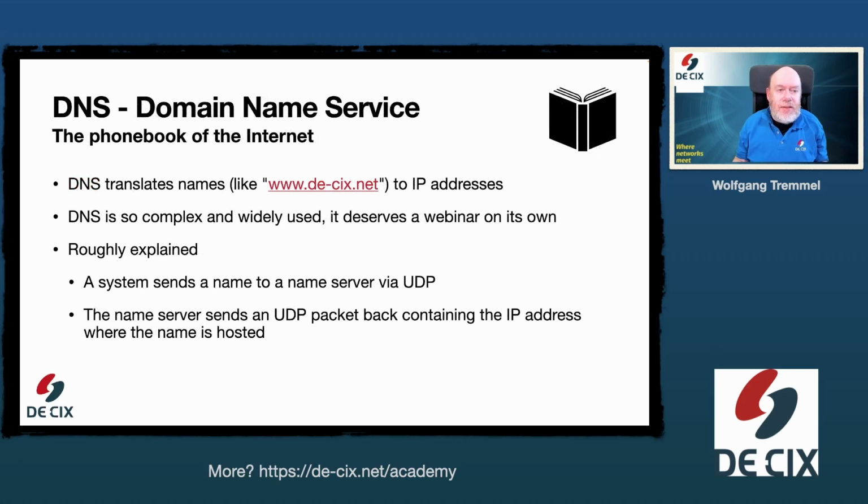Another example is the domain name system. The domain name system is kind of the phone book of the internet. So roughly explained, a system asks for an IP address for a specific name. So like www.DE-CIX.net, please give me the IP address of that. And that's also via UDP. And if it gets lost, well, then you ask again. And if you ask 3 or 4 times and don't get an answer, then you say, okay, this website or this address isn't reachable, isn't resolvable.